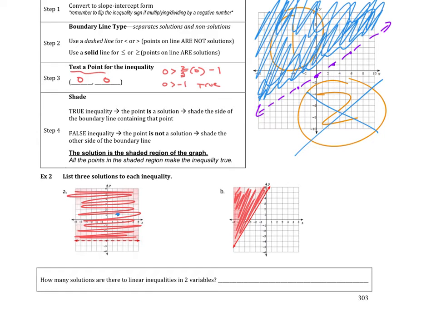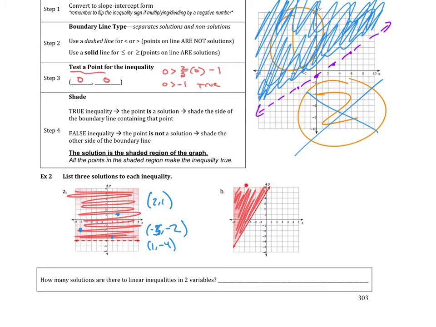I can pick any point in that red shaded area. So maybe I could pick the point 2, 1. I could pick the point -5, -2. I could pick the point 1, -4. I cannot pick any point on the line because it's a dashed line.